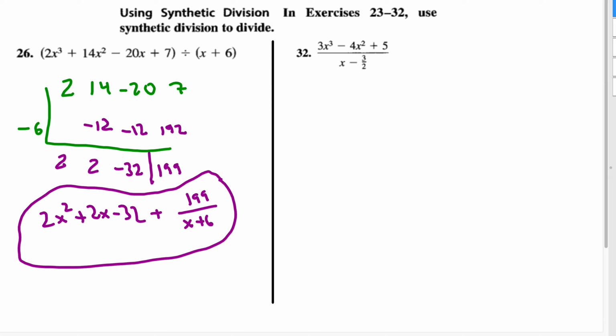Okay, you can still do this. So we've got a cubed, squared. So 3, negative 4, no linear term, then a constant.